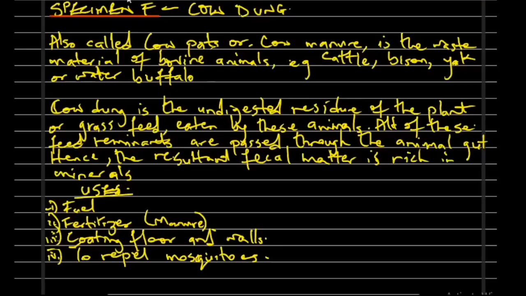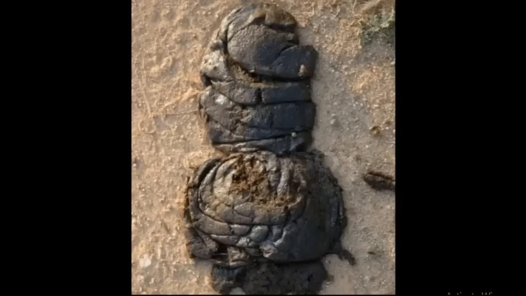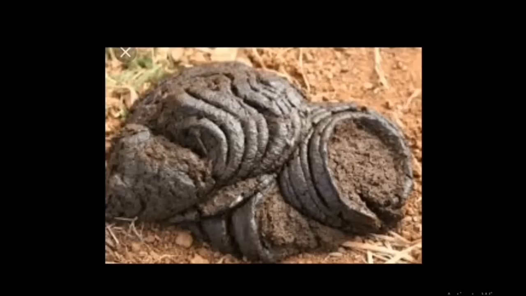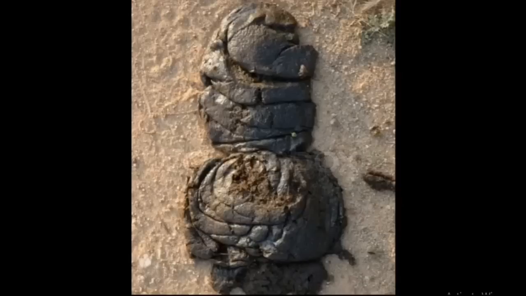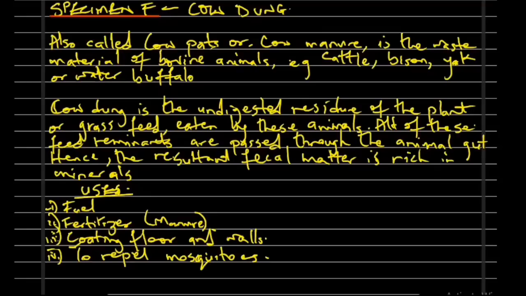So looking at pictures now, this is an example of the cow dung. You can see how it looks. That is what the cow dung looks like. You can see these are different pictures that can help us understand what you are looking at as our specimen F, the cow dung.